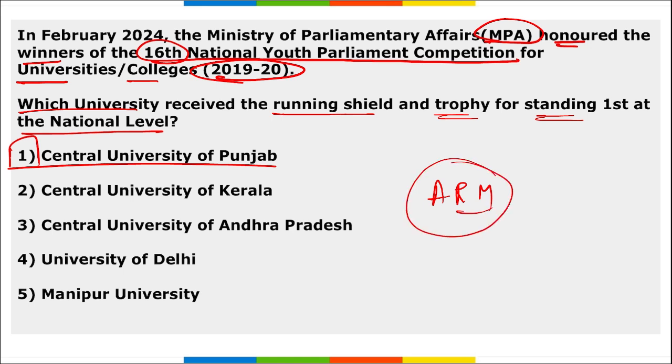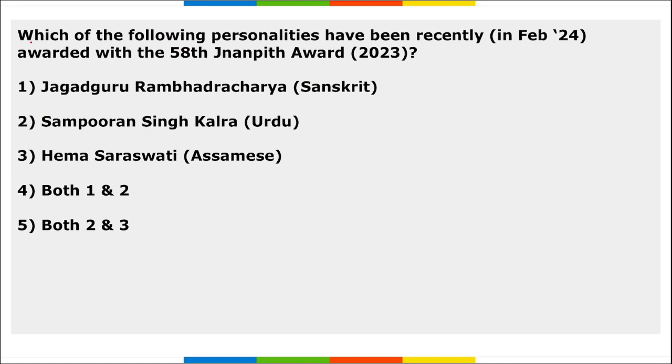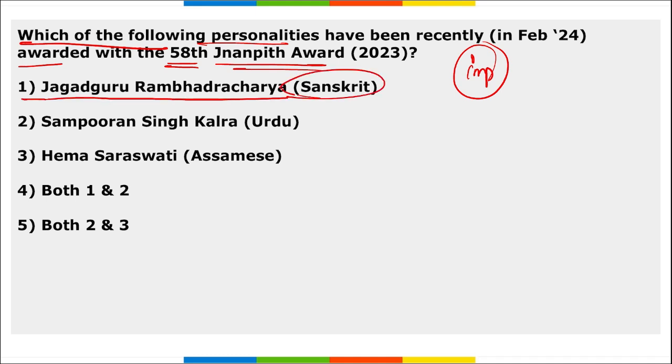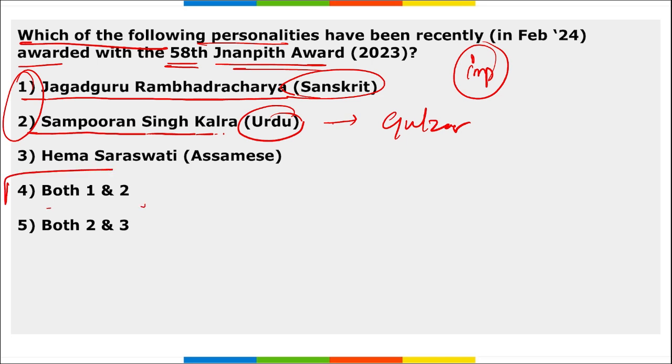Correct? Next is, which of the following personalities have been recently awarded the 58th Gyanpith Award? This is important, take a note of it. 58th Gyanpith Award was honored to whom? Jagadguru Rambhadracharya for Sanskrit language and Sampooran Singh Kalra for Urdu. And Sampooran Singh Kalra is also known as Gulzar. Correct? Both of them were honored with the 58th Gyanpith Award.